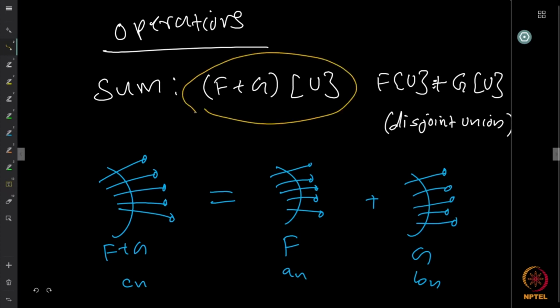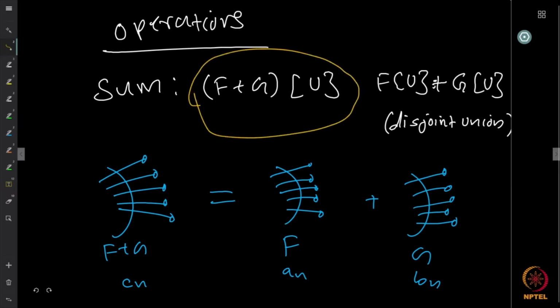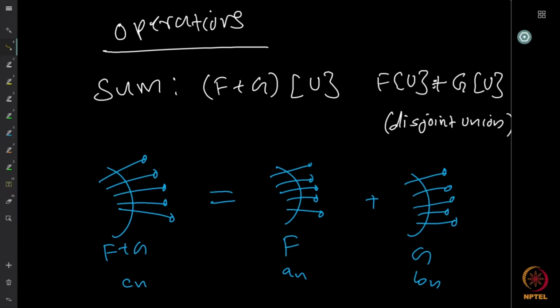This is the basic way to define any object on a species. Given any finite set U, the species gives you the rule to generate F of U, or G of U, for any finite set. So F plus G of U should tell you how to do that. I define this as the disjoint union of F of U and G of U.